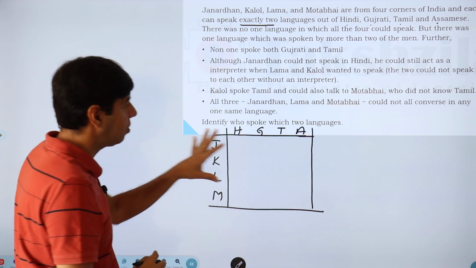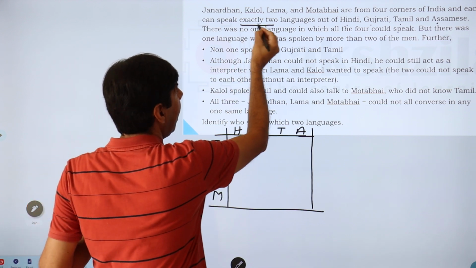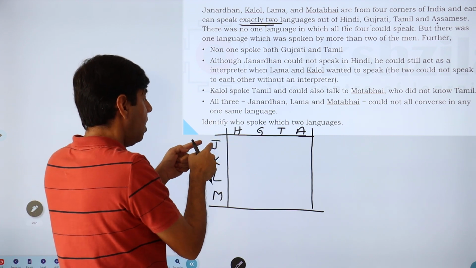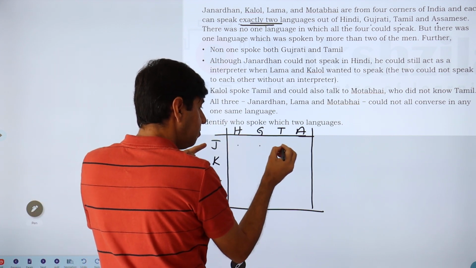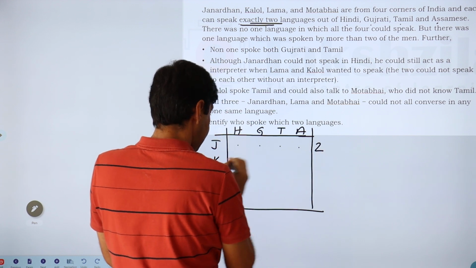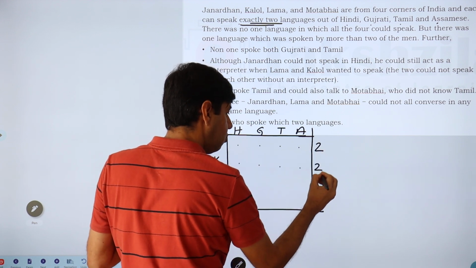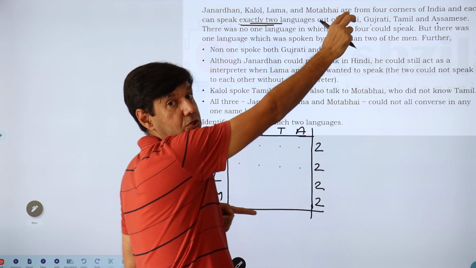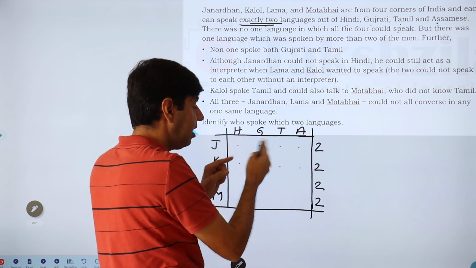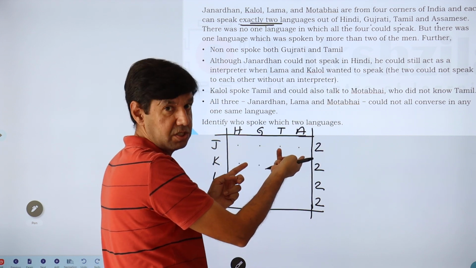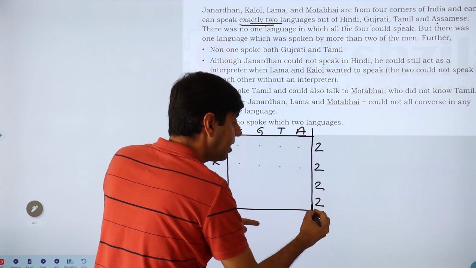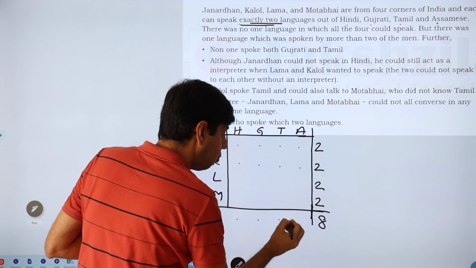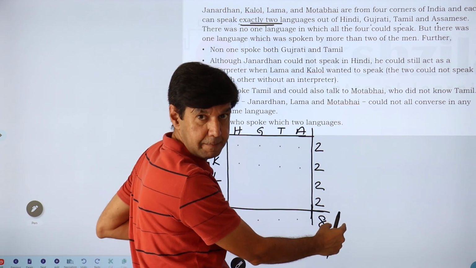So now it's not just about this grid. Don't forget that we already have numeric data. Each can speak exactly 2 languages. So in Janardhan's row there have to be 2 ticks and 2 crosses. In Kalol's also 2 ticks, each one 2, 2, 2, 2. It's important that you write this and you don't just gloss over it. Only then you start thinking, okay, if I know 2 ticks, then the other 2 have to be crosses. What else you also get sensitized to is that the sum has to be 8. So the column totals also have to add up to 8.